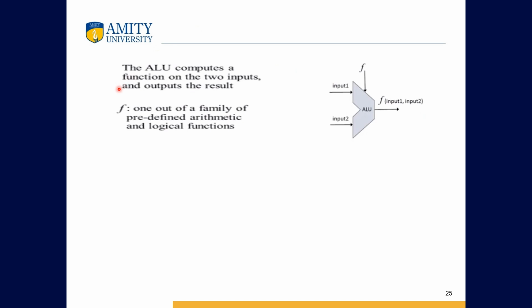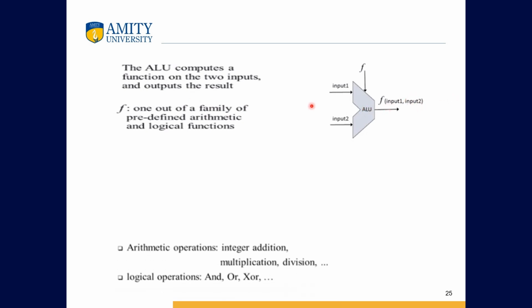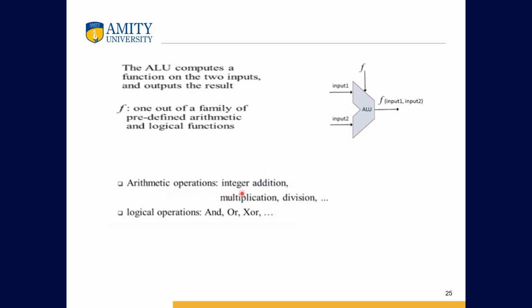The ALU computes a function of two inputs, so we get two inputs into the ALU, and the output is the result of the two inputs. The arithmetic operations can be integer addition, multiplication, division. The logical are AND or XOR.